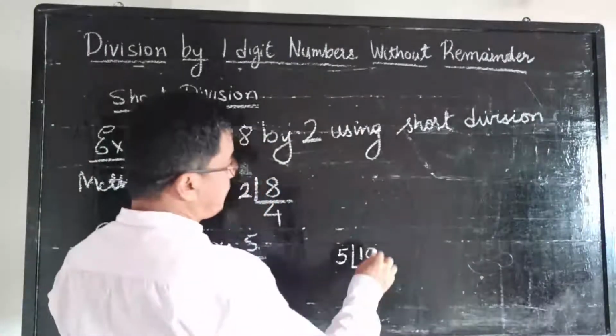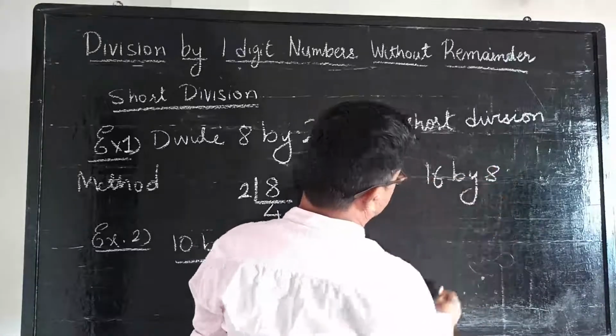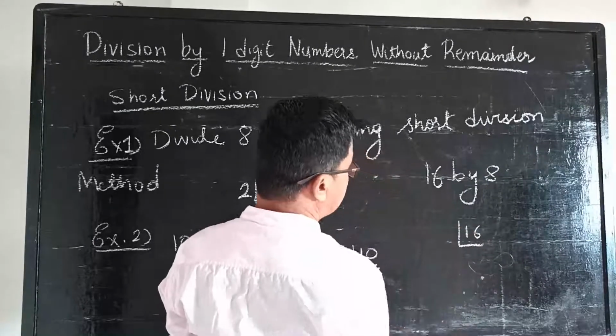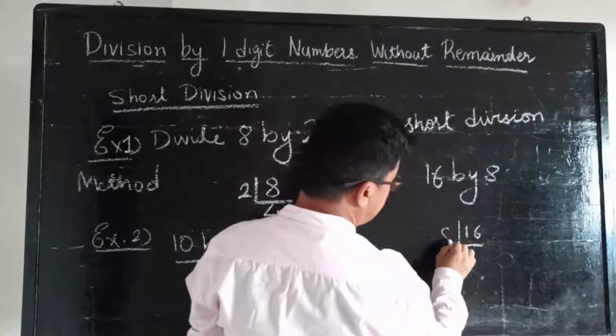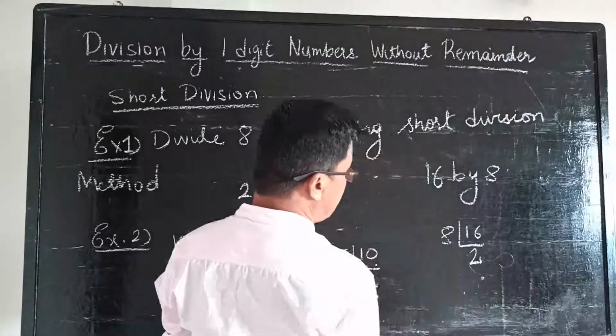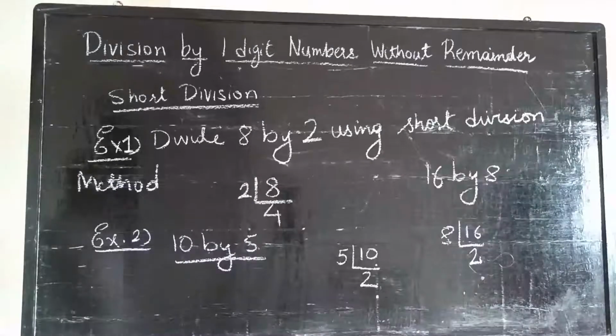Next one. Divide 16 by 8. Now write 16 here. This is the dividend and the divisor is 8. 8 ones are 8, 8 twos are 16. 2 is the quotient. So this way you can solve division using the short division method.